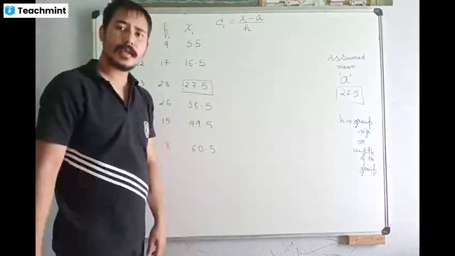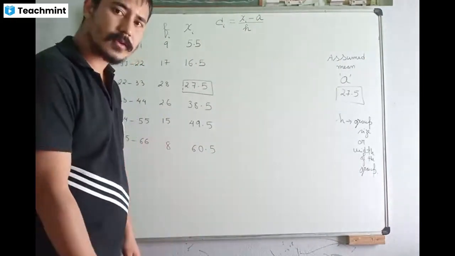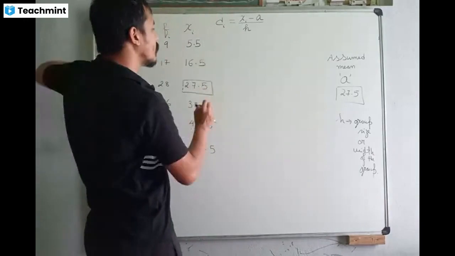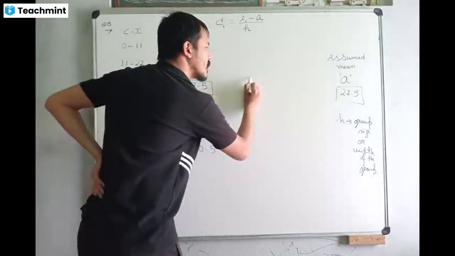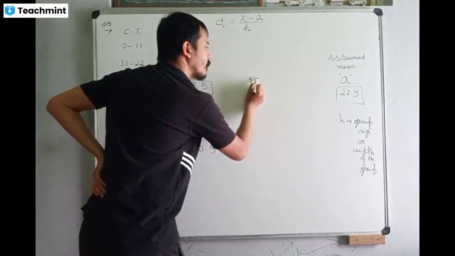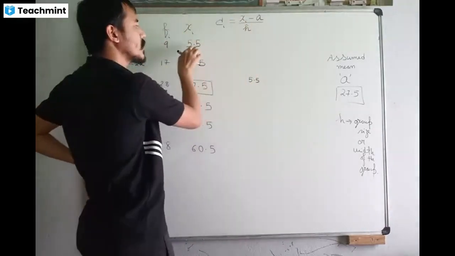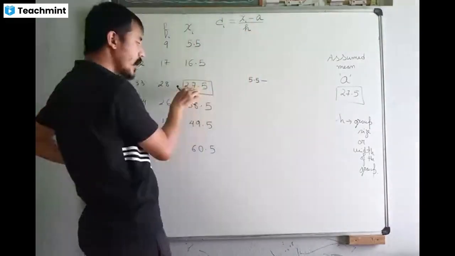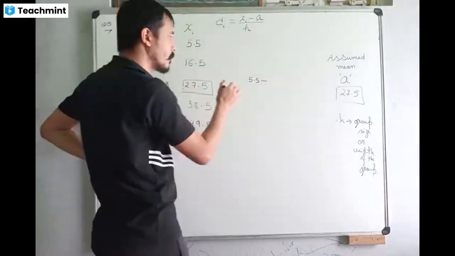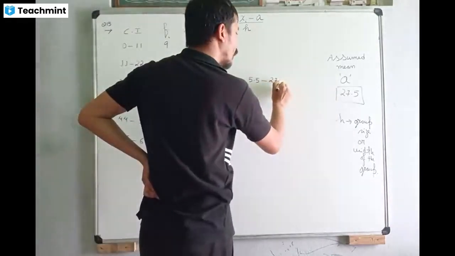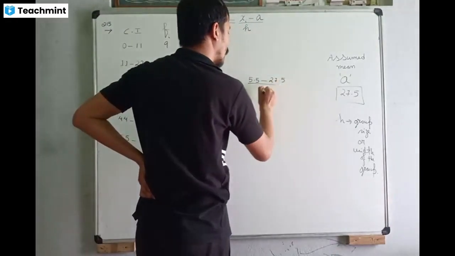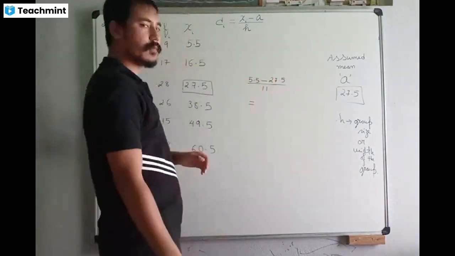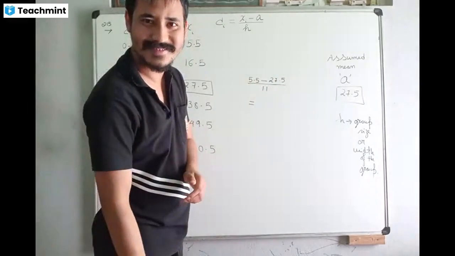So let's find out di. We have the formula now. How will we find di? Your first xi is 5.5 minus a. What is your a? A is your assumed mean, 27.5, upon h. As we subtract these two, do you know how to subtract?